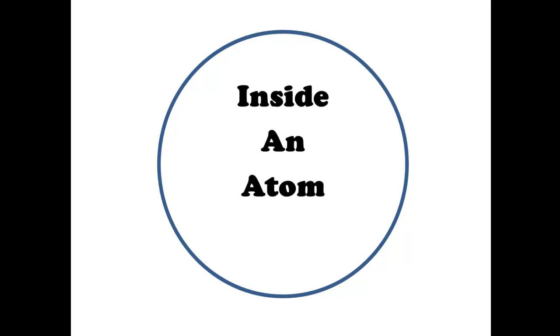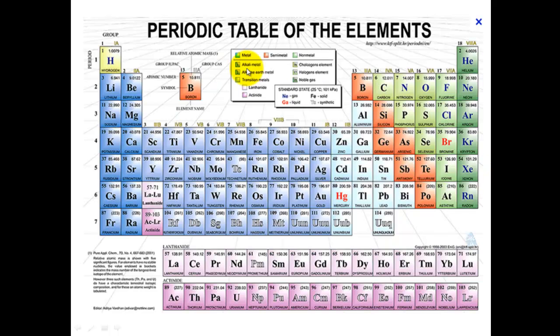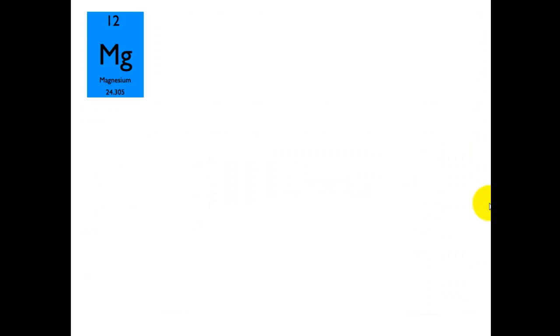Inside an atom. In this video we're going to have a little look at what's actually inside an atom. So we've spoken about the periodic table of the elements. All of these are the elements that we know of that exist, and of course if we cut those elements down into their smallest building blocks we are left with atoms. So an atom is the smallest building block that makes up everything.